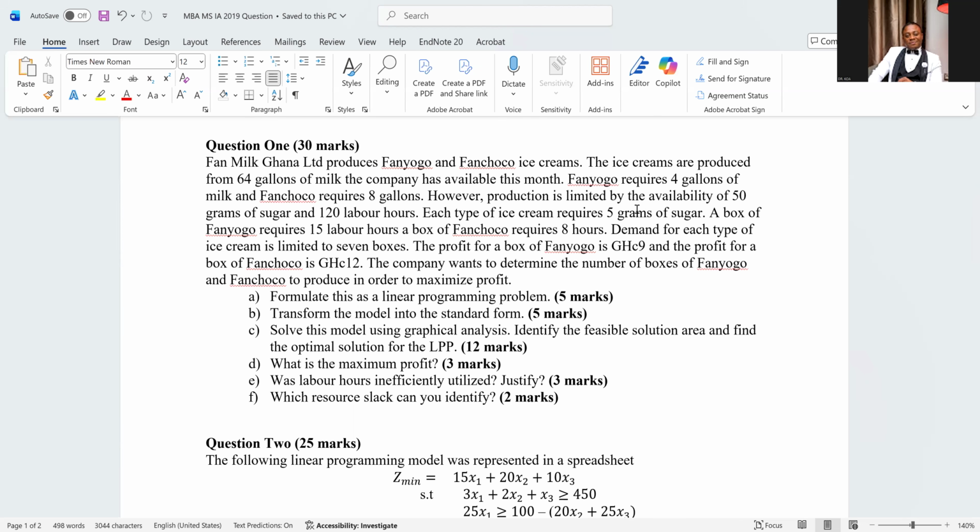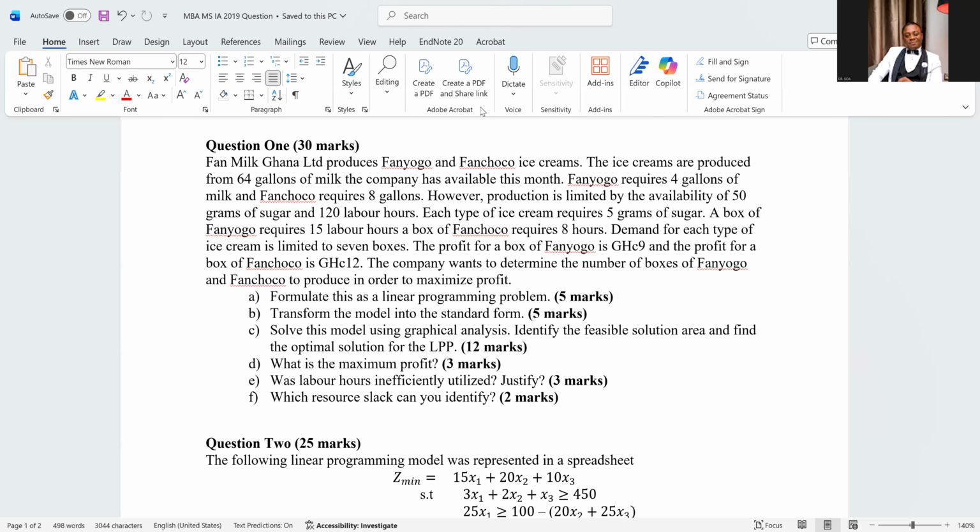Demand for each type of ice cream is limited to 7 boxes. The profit for a box of Fan Yogo is 9, and that of Fan Choco is 12. The company wants to maximize profit. Okay, so the first step is to formulate this as a linear programming problem. First of all, you have to identify the decision variables. And who can quickly tell us what the decision variables are?